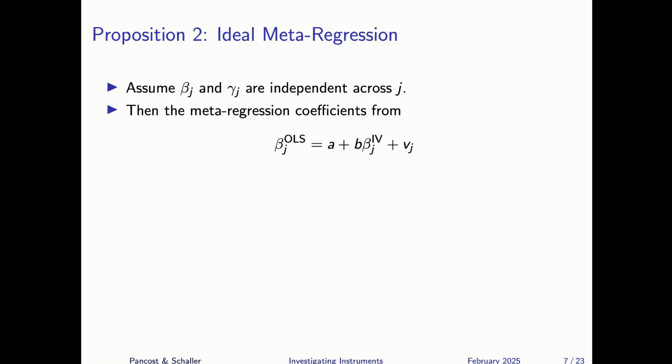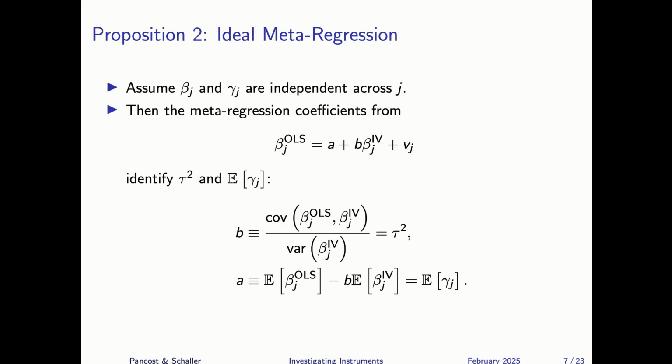Okay? Then you regress the OLS on the IV. We get an intercept A and a slope B. Okay? And those things directly identify tau squared and gamma. Okay? So B, we show, is going to converge to tau squared. And the intercept term is going to converge to the average omitted variable bias across regressions. Okay? Which is a useful thing to know.